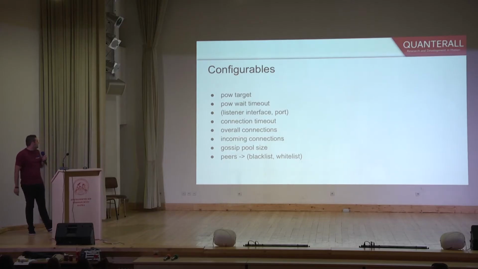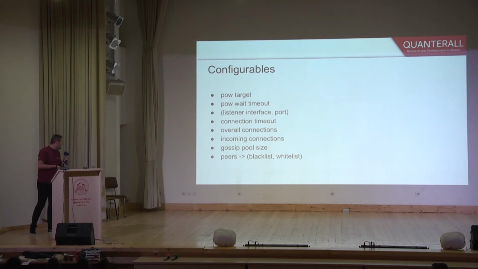So what configurables do we have in our implementation? These are the proof of work targets, which is for the mining rate, the proof of work wait timeout, the listener interface, the ports, the connection timeout, the overall connections we can make, the incoming connections, the gossip pool size, and the blacklist and the whitelist for the peers.